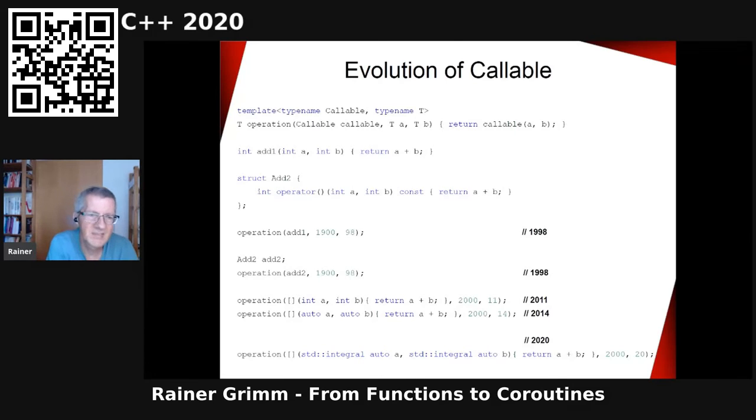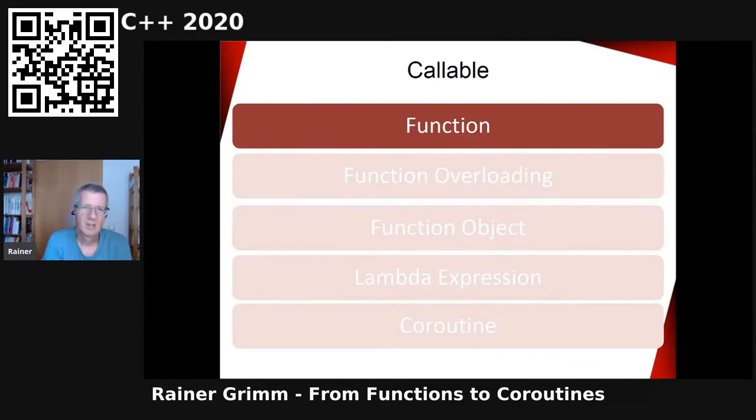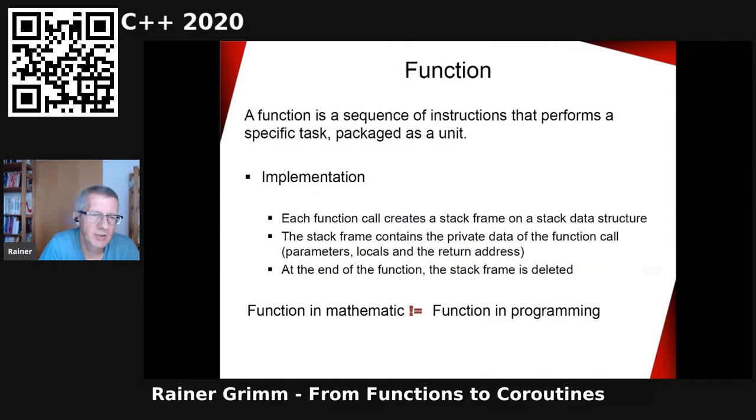So let me start. I start, of course, with function. Then I go to function overloading, come to function objects, then special function objects, or essentially these are function objects. I talk about lambda expressions, and at the end, of course, I talk about coroutines. Let me start with functions. I make it quite short because I assume you know what functions are.